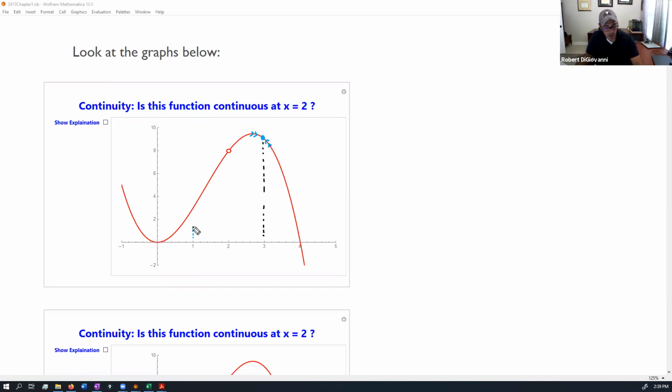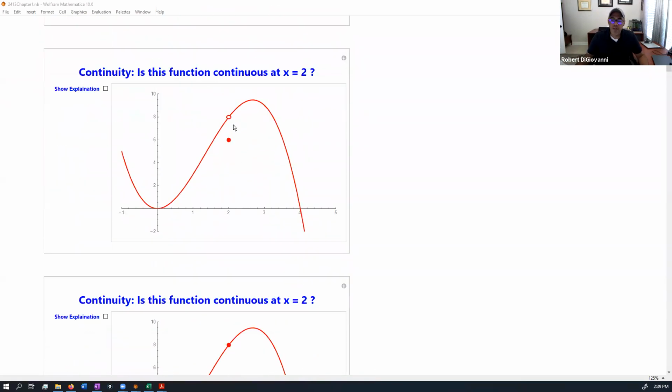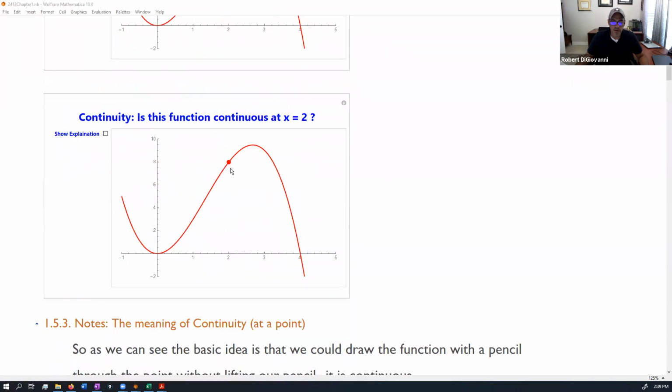Would it be continuous at 1? Yes. Continuous at -1? Yep. In fact, it would be continuous everywhere here, wouldn't it? That's the only point, 2, that you could ever pick where you would fail to have continuity. Still not continuous. Now you're continuous. Now this is a continuous function at 2. In fact, this one is continuous everywhere.